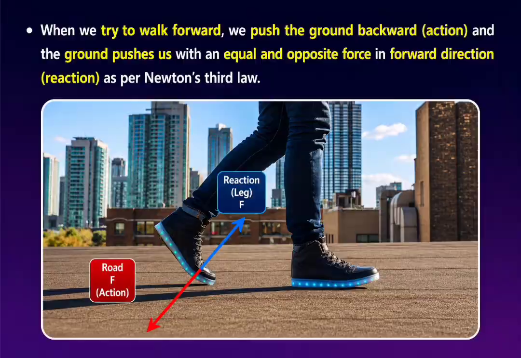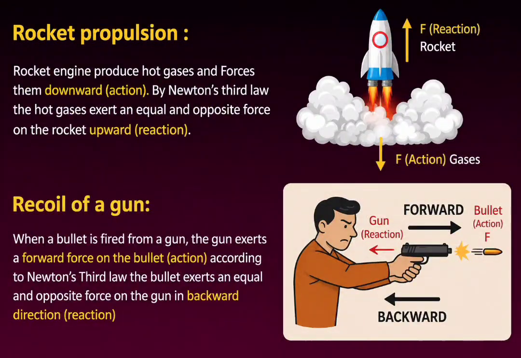Now, let's understand how a rocket moves. A rocket engine throws hot gases downward at a high speed. This is the action. According to Newton's third law, these gases push the rocket upward with an equal and opposite force. This is the reaction. Because of this reaction force, the rocket rises into space. That is why a rocket can move even where there is no air.